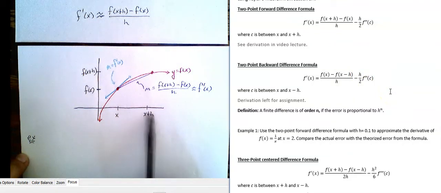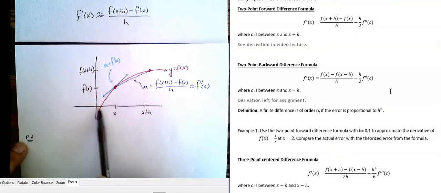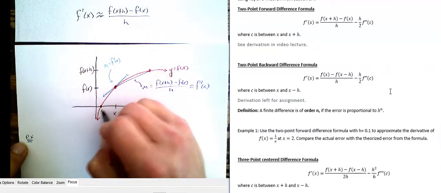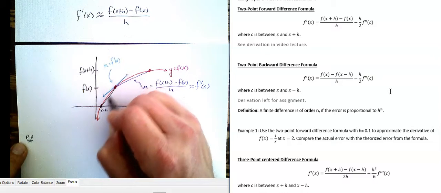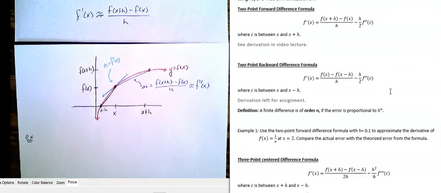Instead, here would be your x, here would be your x minus h. We'd be doing the same kind of thing as we are here, except you would be using a point behind x rather than ahead, so let's say this was x minus h there. We'd be using this slope to approximate this guy right here. So same idea. The derivation is left as one of the assignment problems for 5.1.